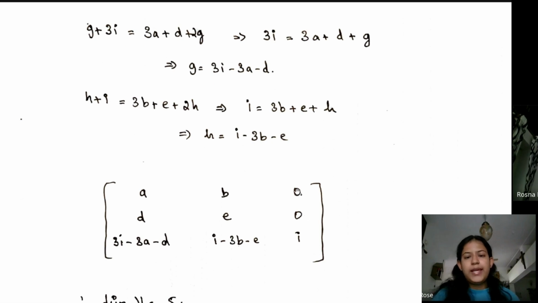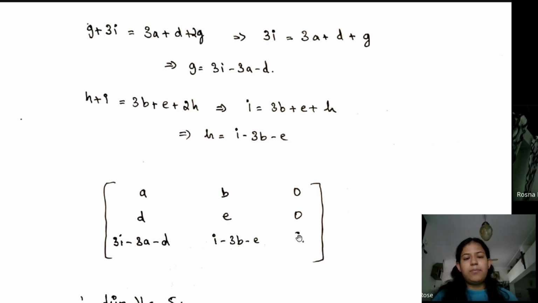Okay, so here I get C equal to 0 and F equal to 0. A, I don't know any other further information. B also, D also, I don't know anything else. E also, I cannot say anything. And instead of G, I can write G as 3I plus A minus D, and H as I plus minus 3B plus E, and here I have I.